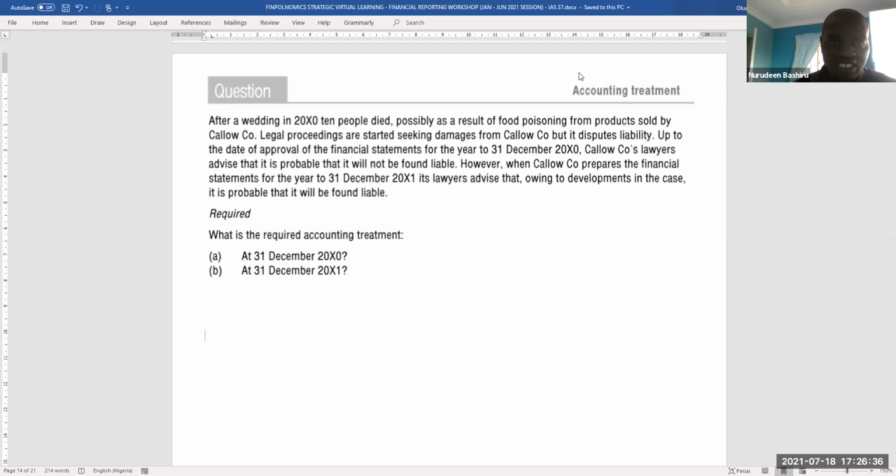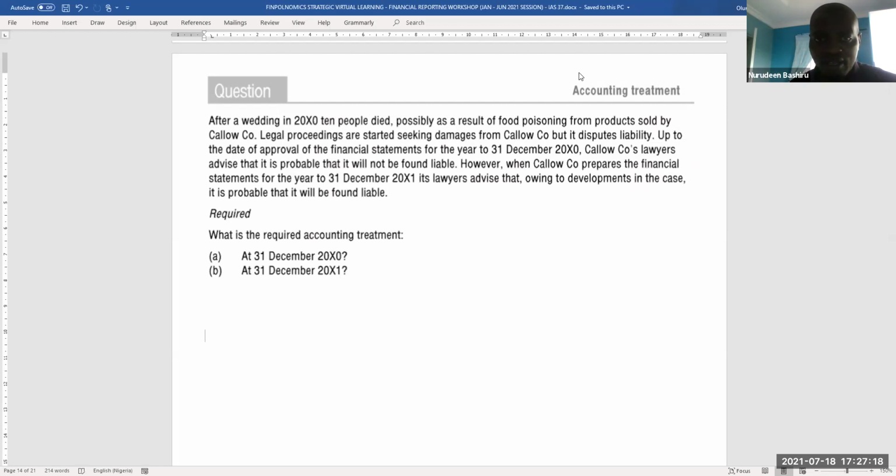As a matter of fact, there is legal proceeding in respect of the case, but as at 20X0, the lawyer for Caloco gave assurance that Caloco will not be liable for any damages. As a result of that, in the books of Caloco, as at 31st December 20X0, Caloco is not expected to make provision for any liability.